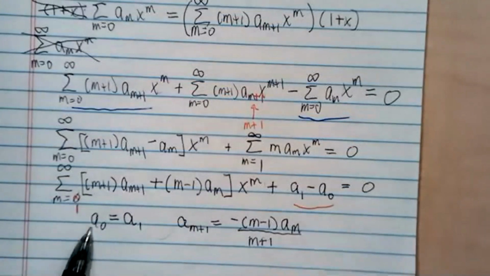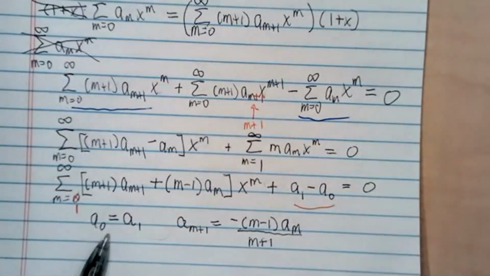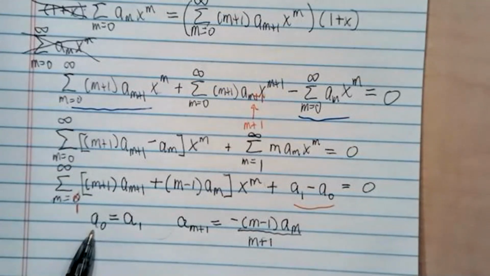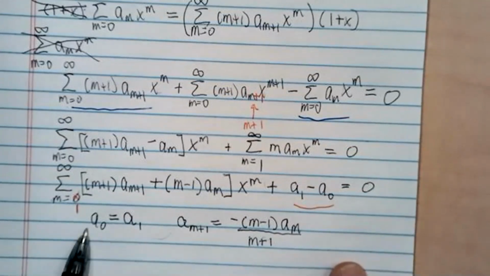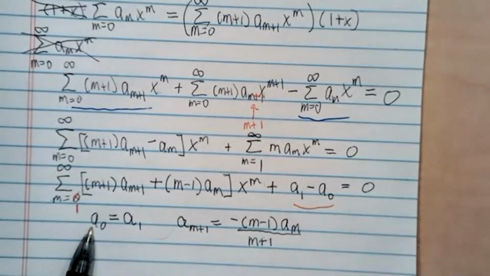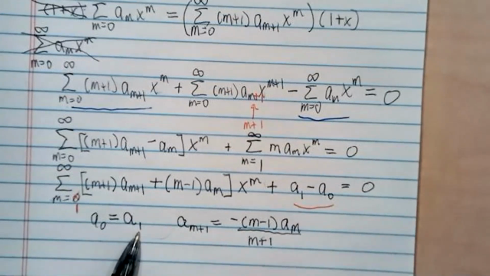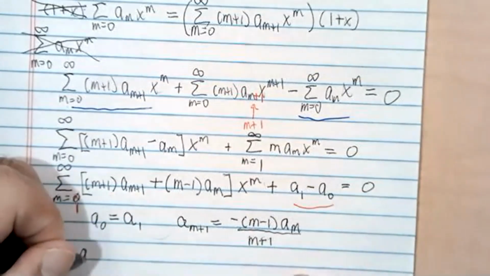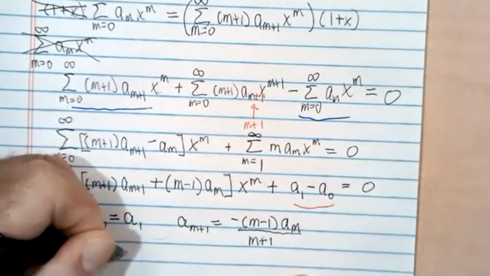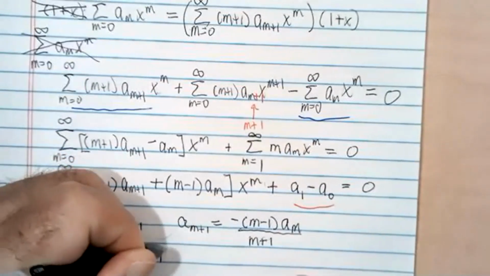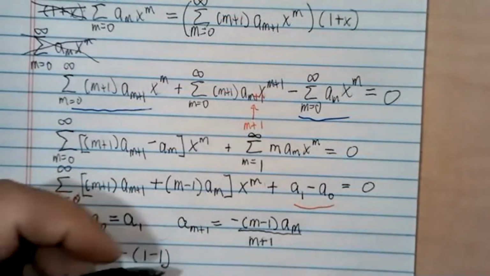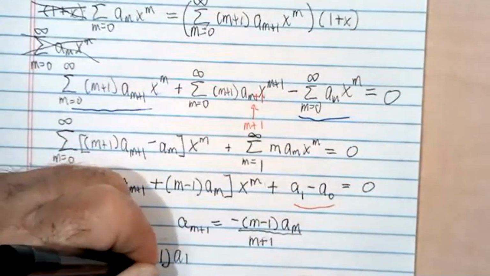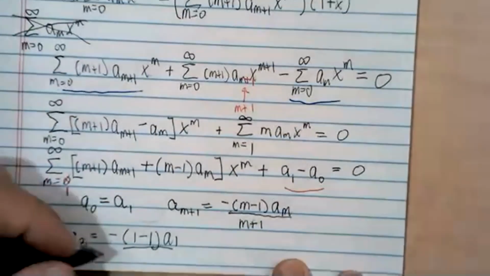Now, we already know what to do for a0, of course, is a free choice. That forces a1 to be equal to our choice for a0. And now we'd like to know how to get a2. Well, for a2, you set m equal to 1. If you set m equal to 1, then in here you're going to have minus 1 minus 1. So we're plugging in 1 for m here. a1 over 1 plus 1, 2 in the denominator.